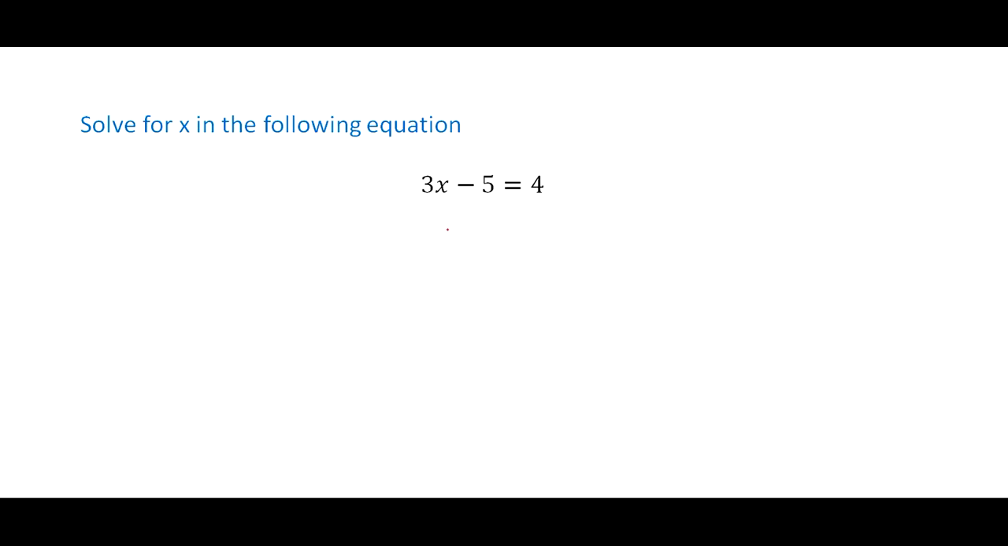Now, in this one we want to solve for x again. We have 3x minus 5 equal to 4. First thing we need to do is to get rid of this 5. So we will end up with 3x equal to... To get rid of this 5, we need to add 5 to both sides of the equation. So this will be 4 plus 5. Therefore 3x is equal to 9. And now we need to divide both sides by 3. So 9 over 3. Therefore, x is equal to 3.